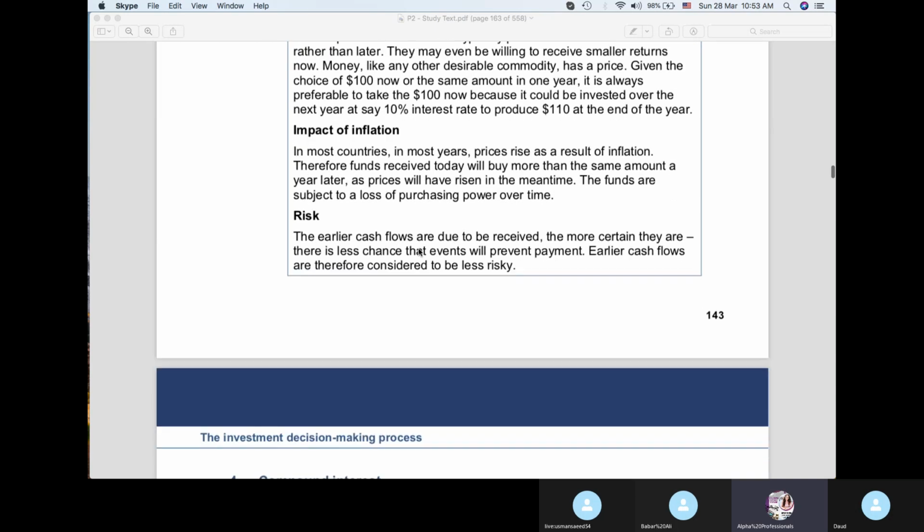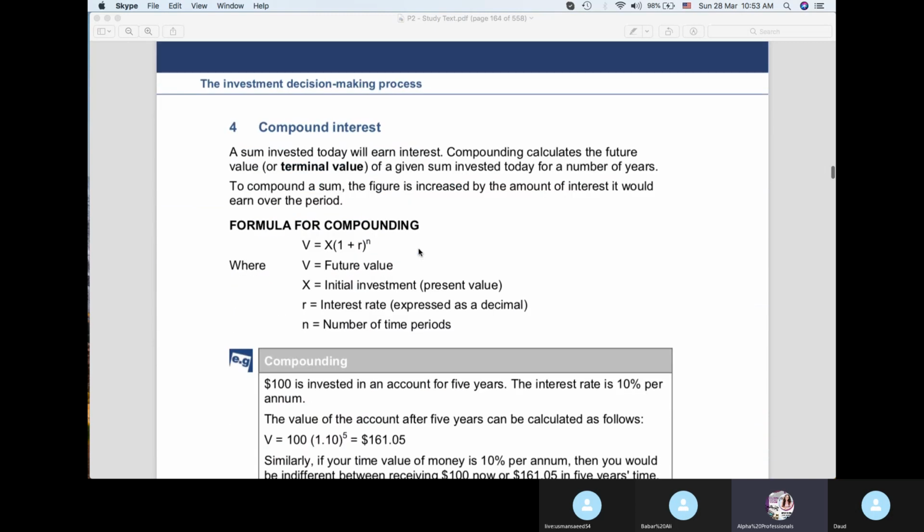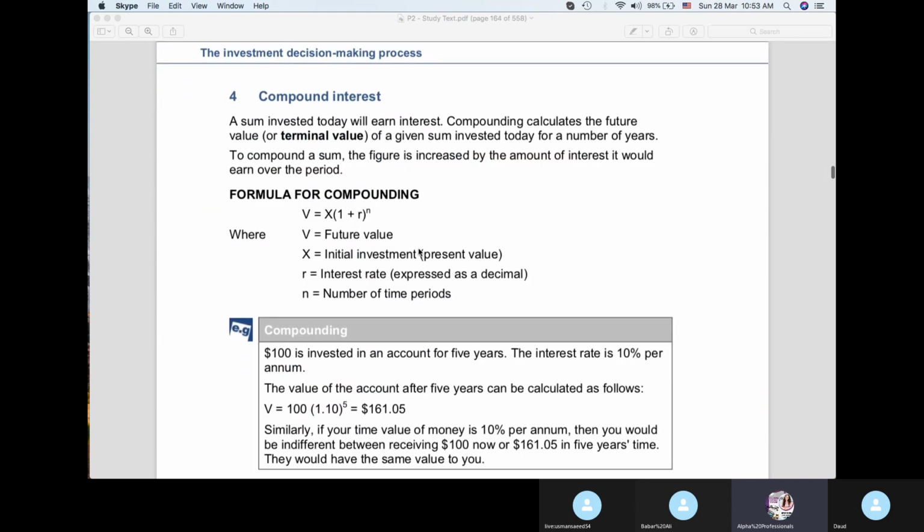Impact of inflation, self-explanatory. Risk, that has already been explained. And now the compound interest. An investor today will earn interest compounding, to calculate the future value or terminal value of a given sum. What is compound interest? It means that the money that you are getting in shape of interest is also being invested. So that is called the compound interest. So as a given sum is invested today for a number of years, to compound a sum, the figure is increased by the amount of interest it would earn over the period.